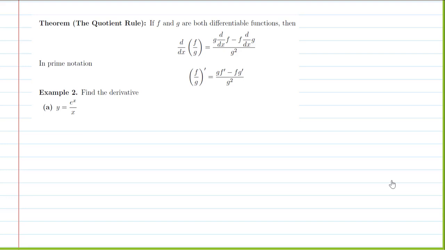So our next rule is called the quotient rule. So if we have f and g and they are both differentiable functions, and obviously g cannot be 0 because we're not allowed to divide by 0, that's bad. In prime notation, we would get g f prime minus f g prime all over g squared. So we'll notice we have a very similar formula to that which we have for the product rule.